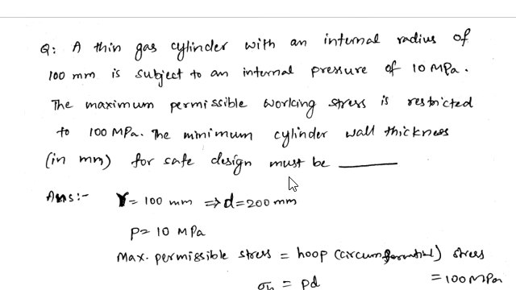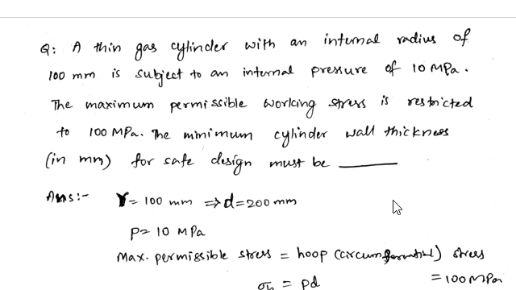So in this case, we have to find out the minimum wall thickness. So when you take R as 100 mm given, D will become 200 mm, and pressure is 10 megapascals. So the maximum permissible stress is given. For a thin cylindrical shell, the hoop stress will become the maximum permissible stress. Why? Because sigma h is more than sigma L, the longitudinal stress. So the maximum permissible stress means hoop stress is nothing but the maximum permissible stress.